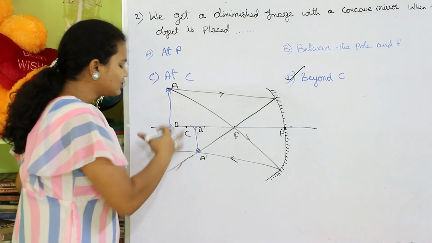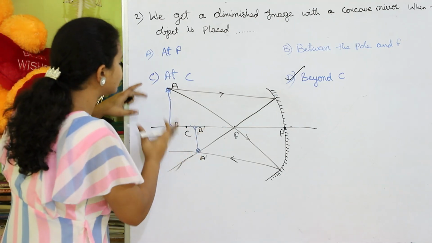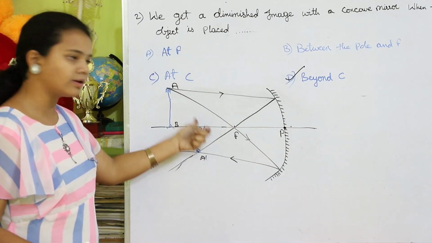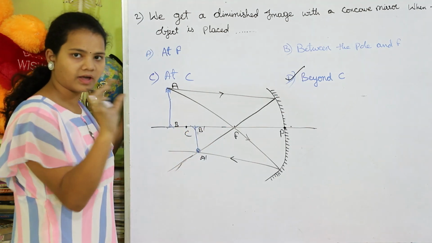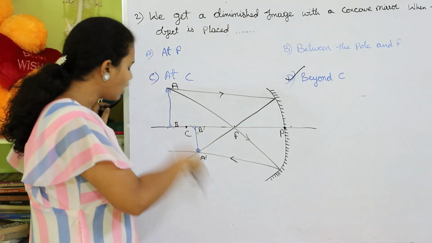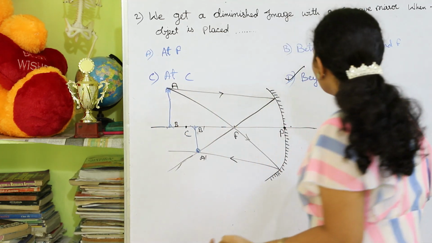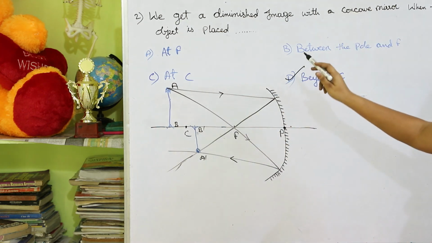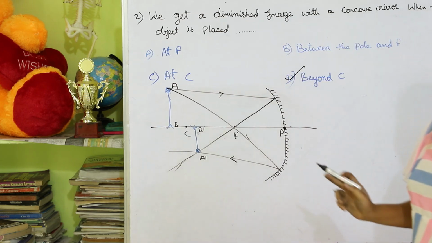Now here, as you can see, the object is larger than the image, where A and B are larger than A dash and B dash. Clear? When A dash and B dash are smaller, the image is smaller than the object, so we got a diminished image. So I can say that we get a diminished image with the concave mirror when the object is placed beyond C, beyond center of curvature.